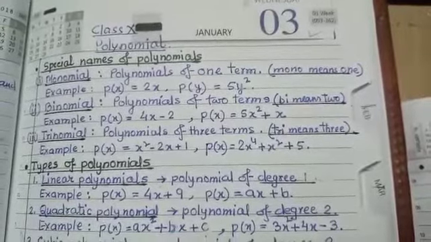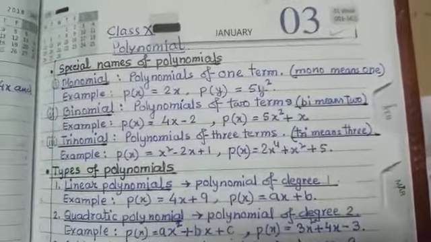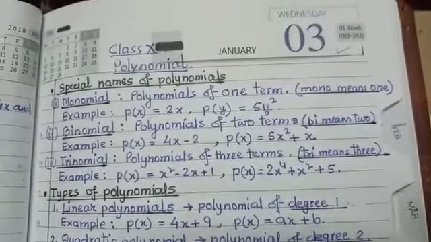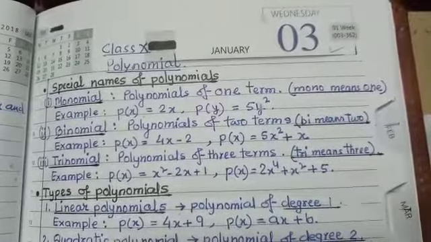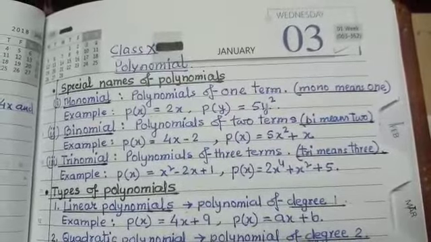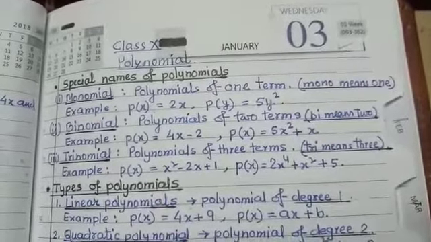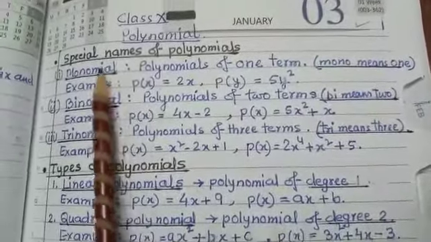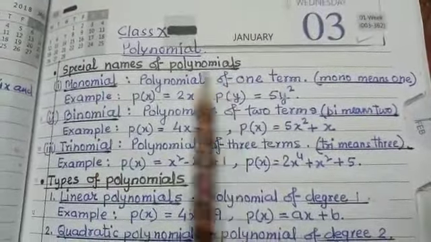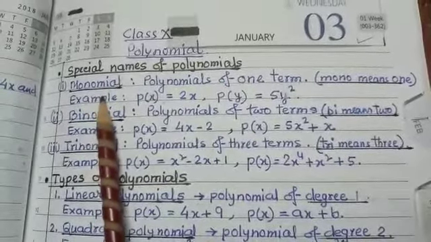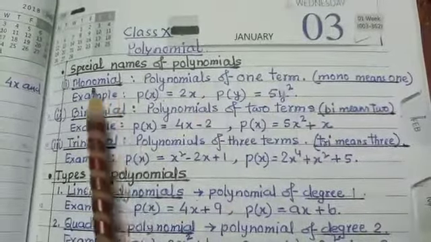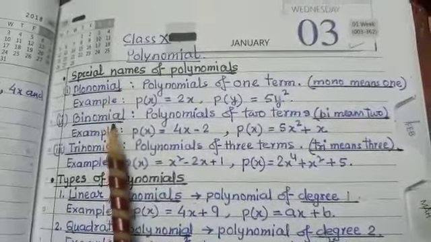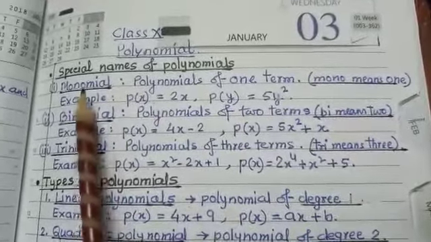In class 10 we will go through types of polynomials, zeros of polynomials, and the relation between zeros of a polynomial and the coefficients of the polynomial. Now let's come to the special names of polynomials first. Polynomials have three names: monomial, binomial and trinomial.